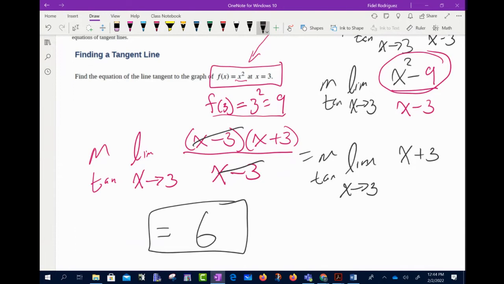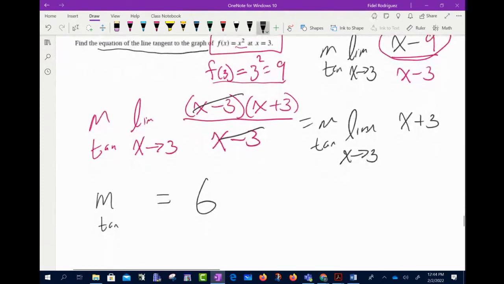Okay. Now, we're not quite done yet, y'all. What we found at this point was the slope of the tangent line. But I want you to notice what they're actually asking me to find. They're asking, can we find the equation of the line, okay?